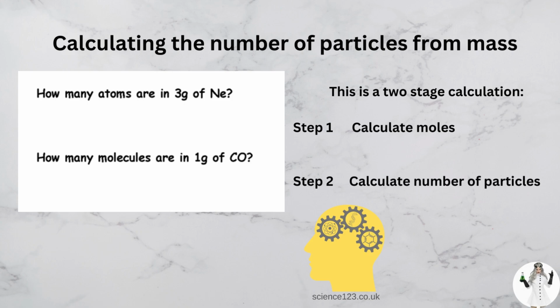So, thinking logically again. If we need the number of particles, we need to know the number of moles. We haven't been given that. Therefore, we need to convert the mass that has been given into moles first.